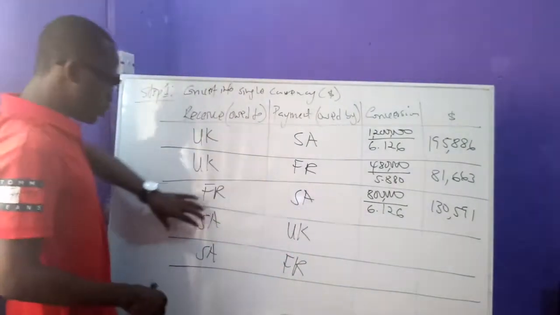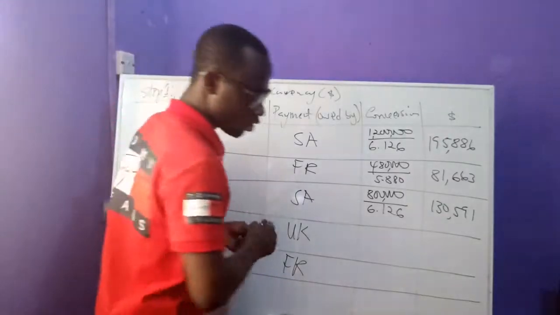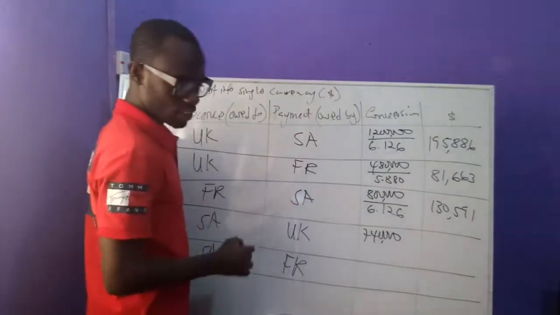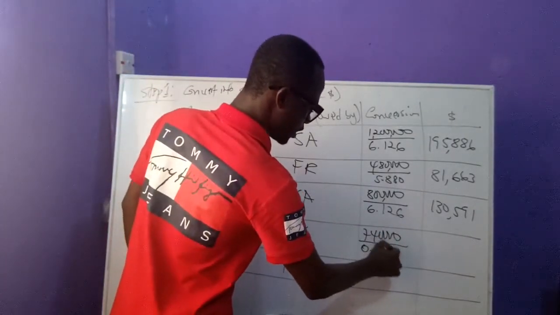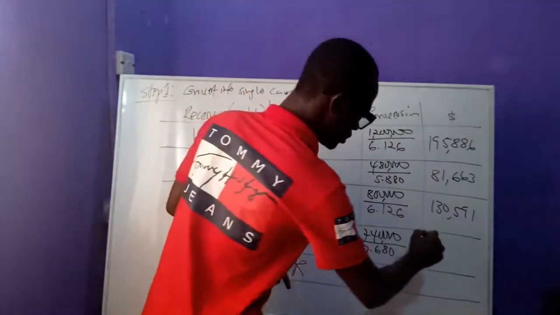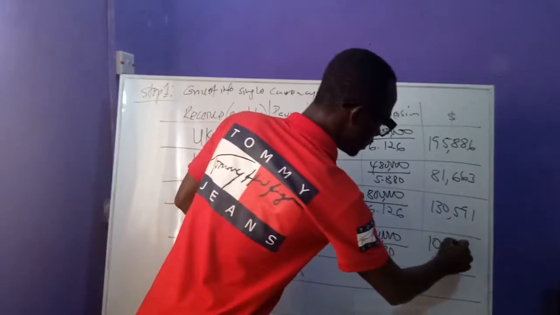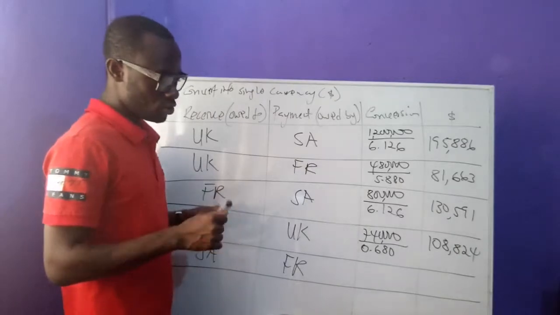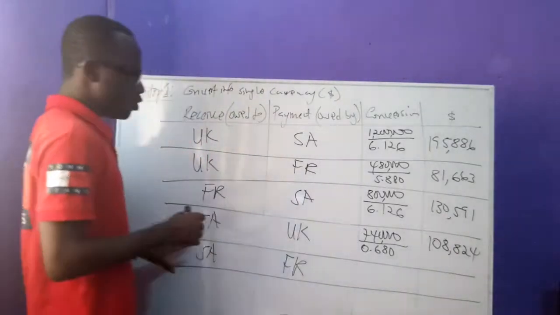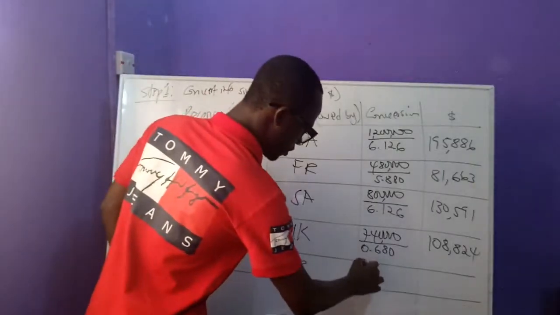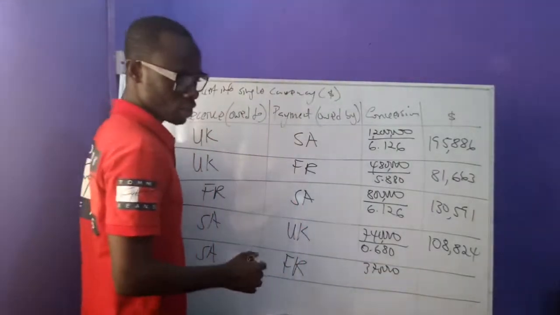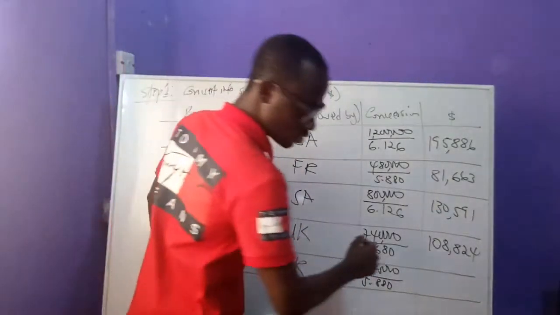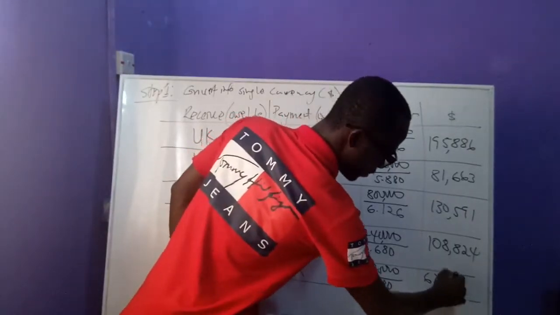The UK company owes the South Africa company an amount of 740,000 pounds, and the exchange rate for the pound is 0.680. So when we divide, that will give us $108,824. And then finally, the France company owes the South Africa company 375,000 euros, at the rate of 5.880. When we divide, it will give us $63,776.